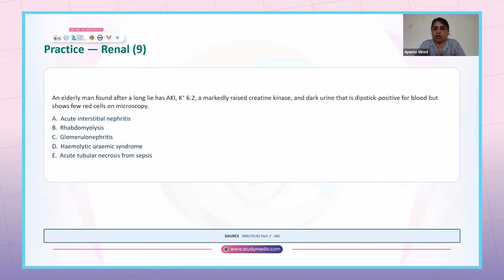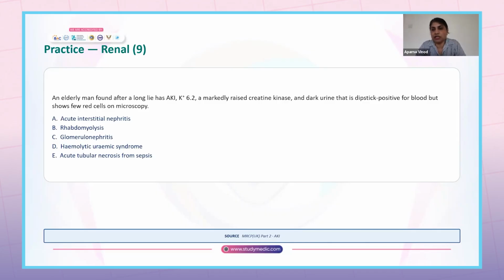Long lie means rhabdomyolysis. When you lie down in one position without changing, it will lead to rhabdomyolysis, and because of that, there is AKI now. Potassium is also high because of rhabdomyolysis, because creatine kinase is also quite high.